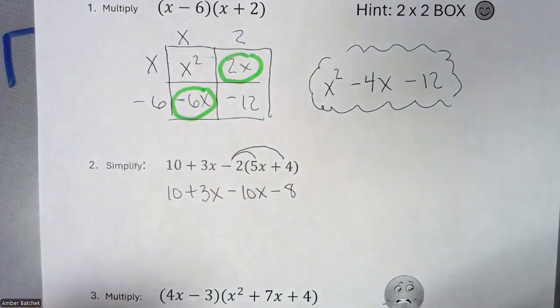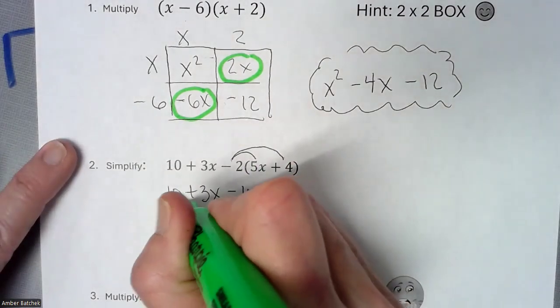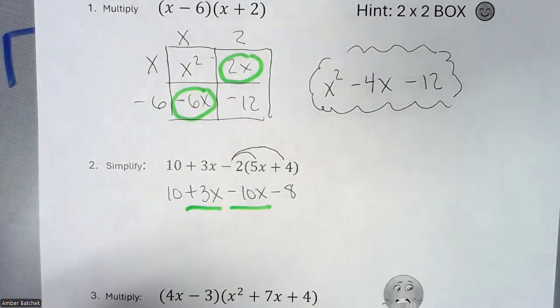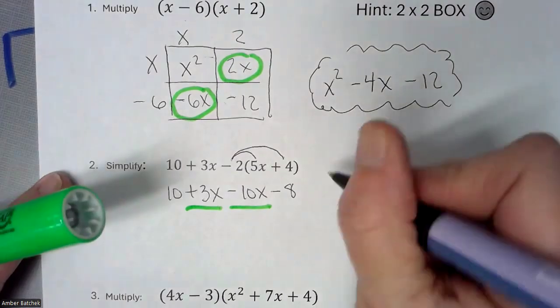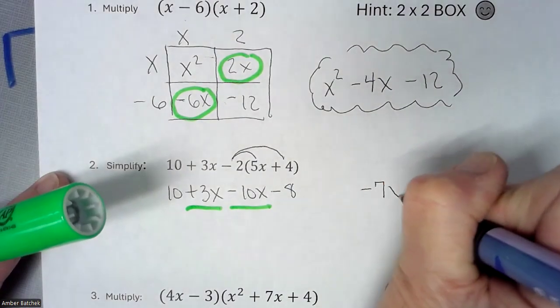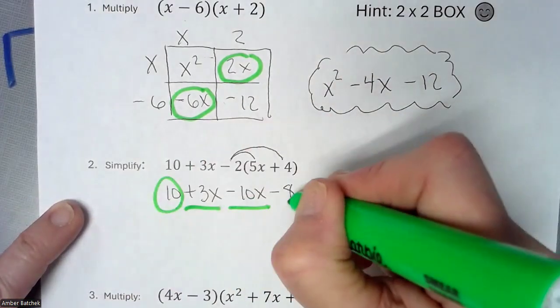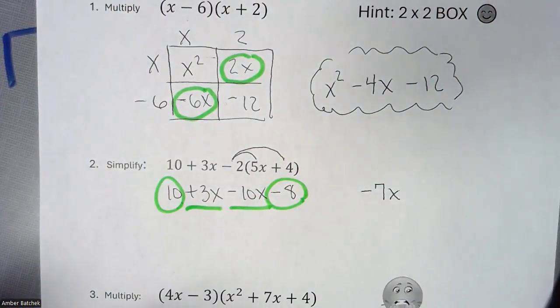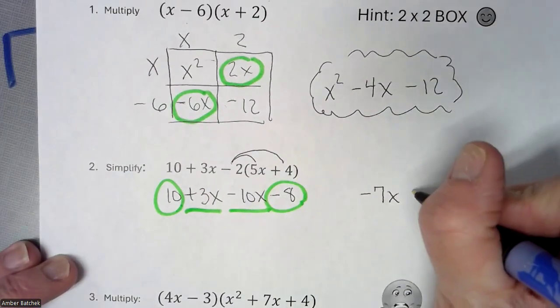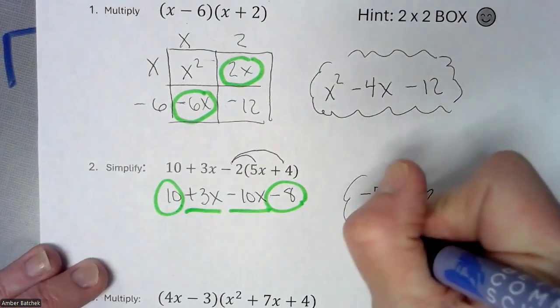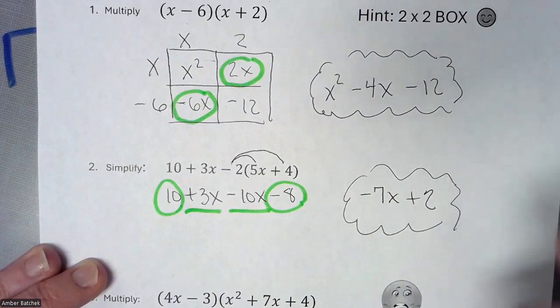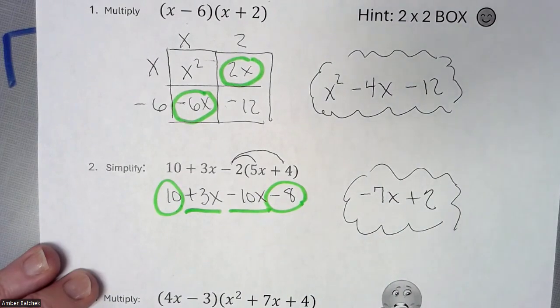And now, just to clean it up, we're going to combine like terms. So I've got a +3x and a -10x. Okay, that gives me a -7x. Then I can combine my constants. 10 minus 8 is 2, and it's a +2. So that's the simplified form of that. How'd y'all do on that one? Did anybody get it right? Okay, good.